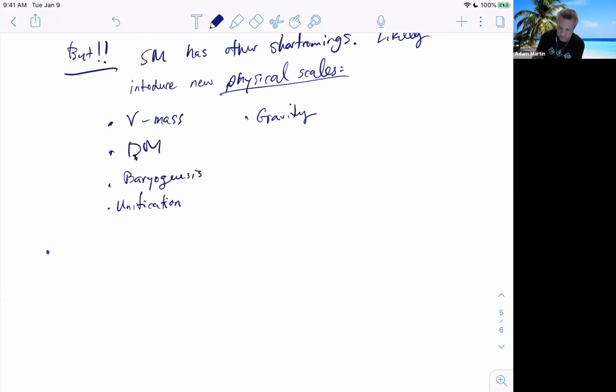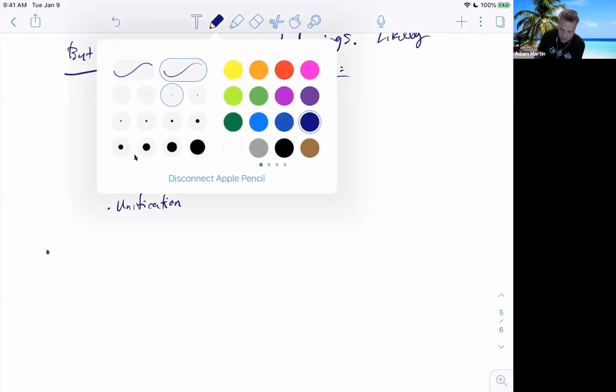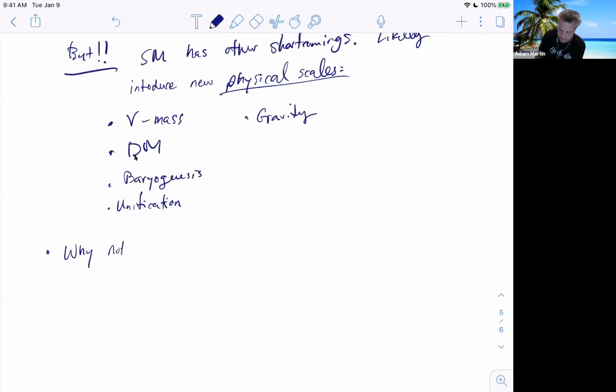Well, to answer that, let's think about why this is not a problem for fermion masses. We said heavy physics decouples except for scalar masses. Why is it not all masses? So this is our question. The answer here is symmetry.